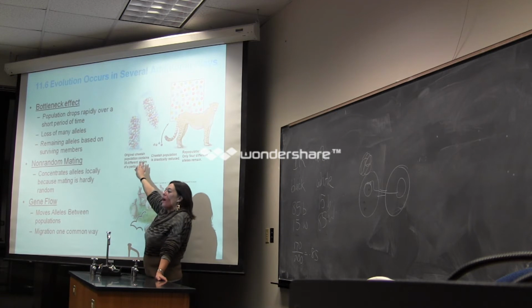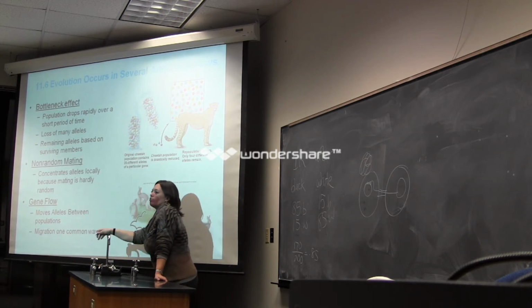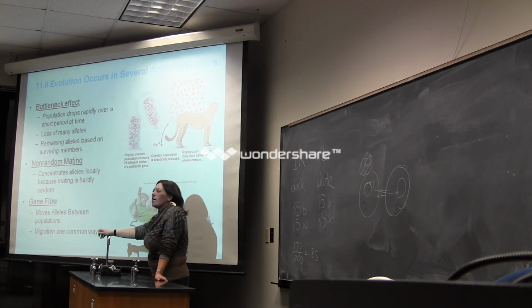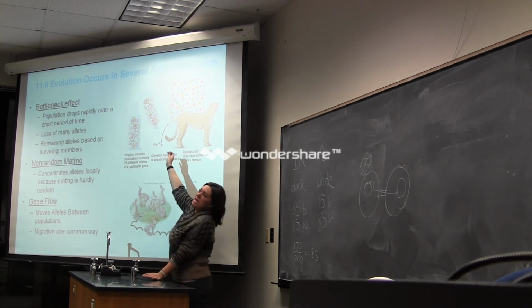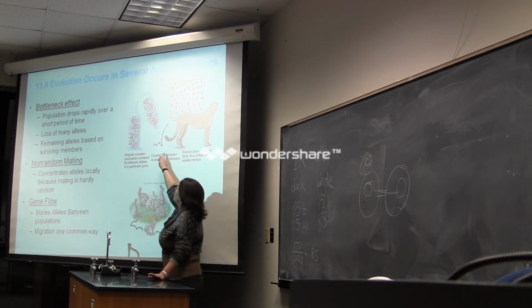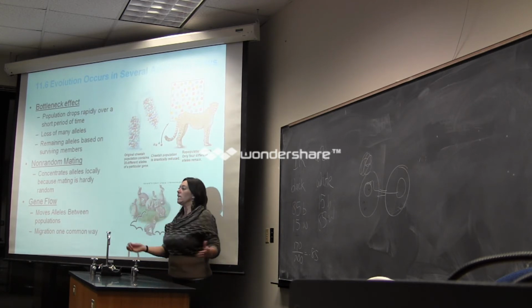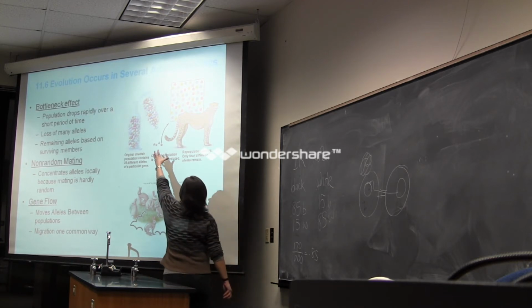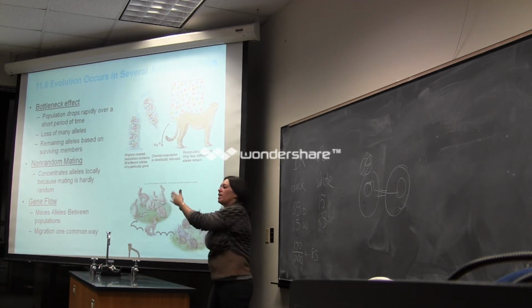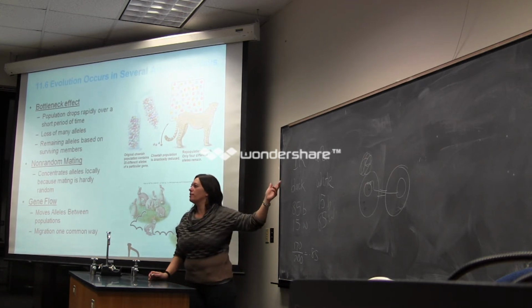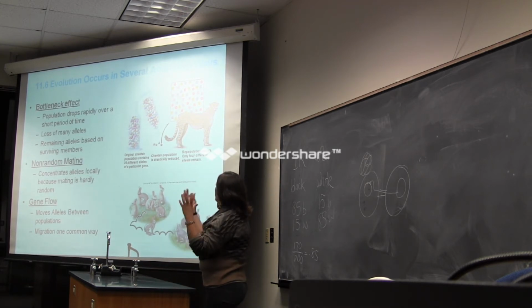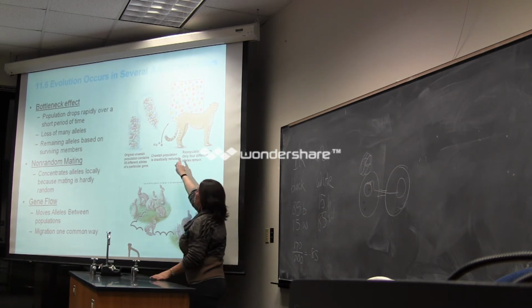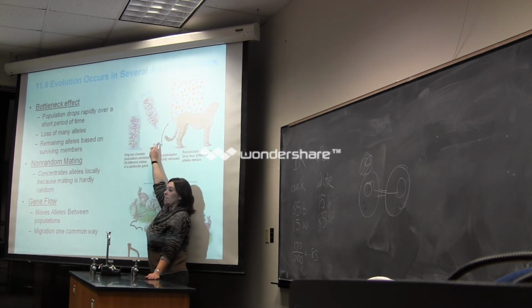All right, so the bottleneck effect, everything's normal, peachy, you've got dinosaurs roaming around, there's all sorts of different alleles and variation, and then the meteor comes and knocks out 95% of them. Well, now you're only left with just a few different alleles. So again, the thought is, you're only using some of those variations that were there because a lot of them died off. And so now the new effect is going to be based on those surviving alleles.